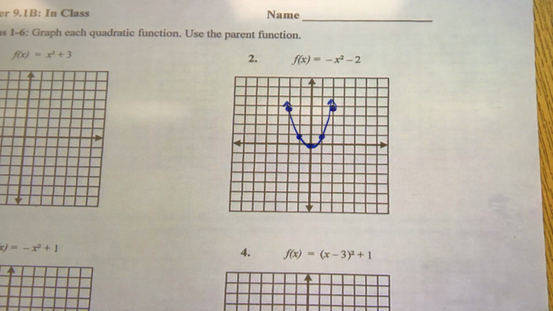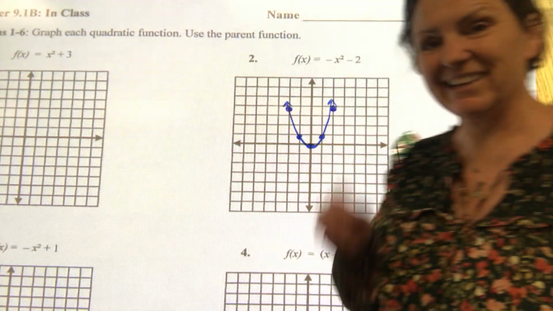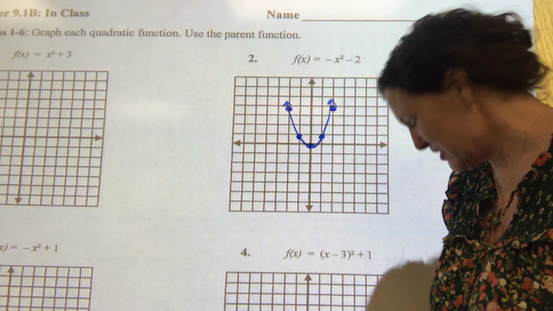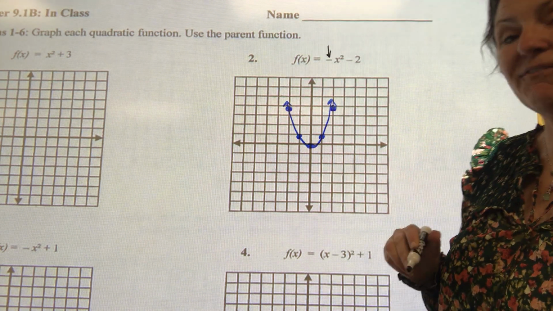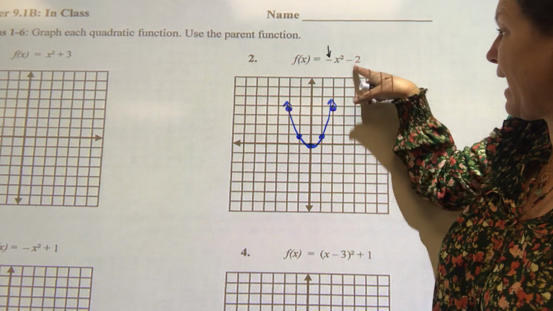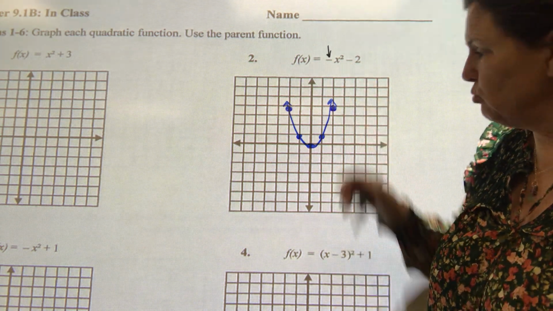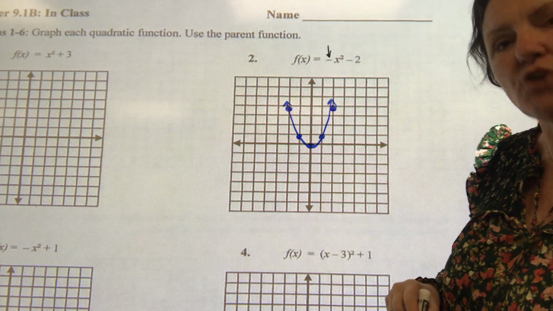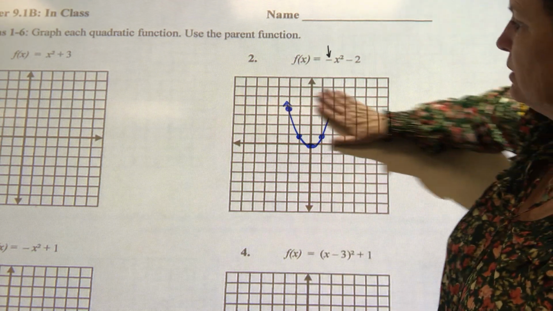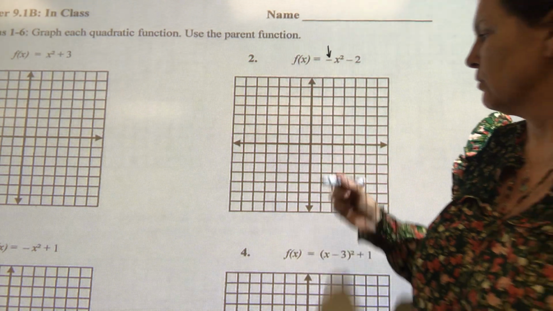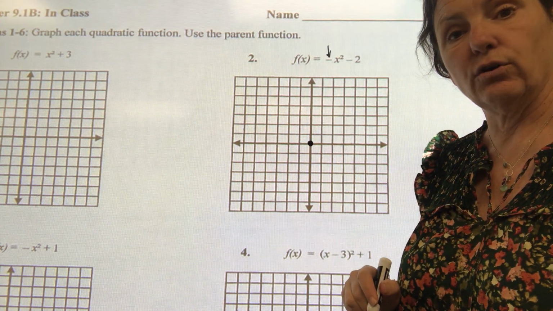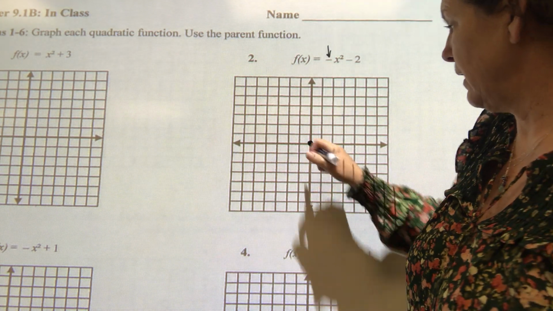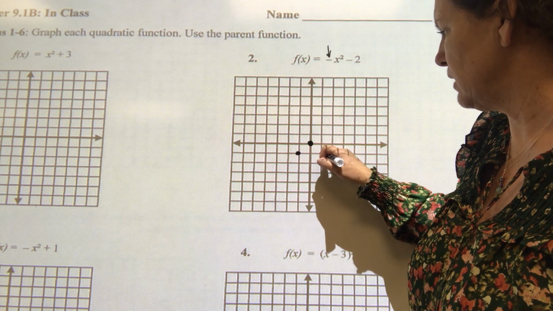There we go. So there's my parent function. That was pretty good, huh? There's my parent function. But this time, oh, shenanigans. I'm going to flip it down and I'm going to shift it down. Okay, I can do this, Miss Miller. Let's do it. So we're going to shift it down. So we still have the same beautiful little vertex. And remember, if we just flipped it, it would look like this.